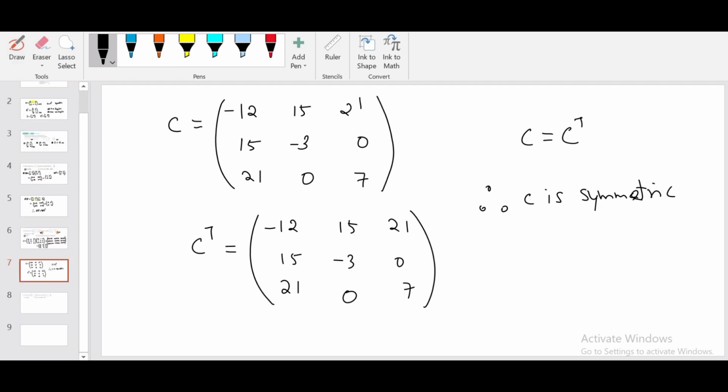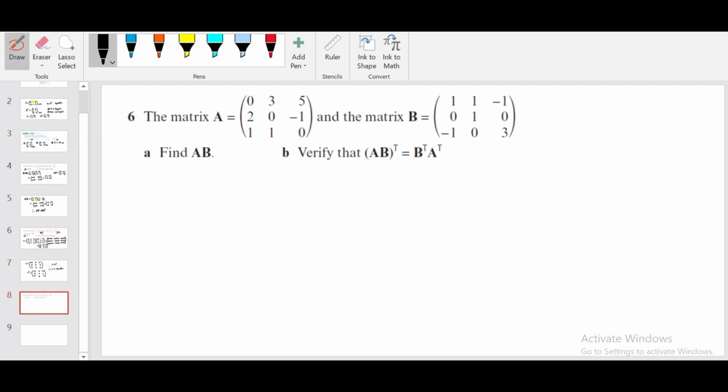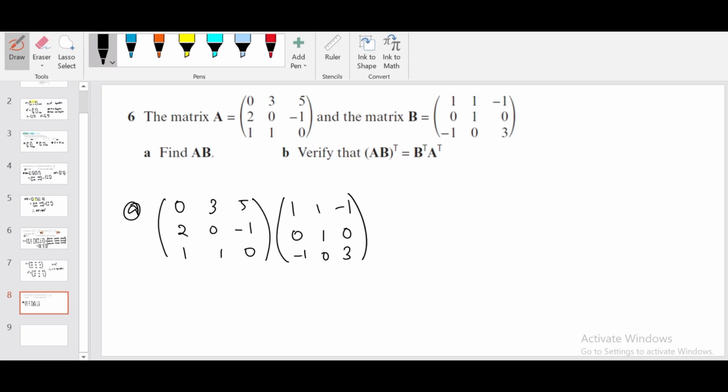Okay, let's look at one last question from this exercise. We have two matrices A and B. Find AB. So I'm going to straight away multiply them. The first one, 0 3 5, 2 0 minus 1, 1 1 0, times 1 1 minus 1, 0 1 0, minus 1 0 3.